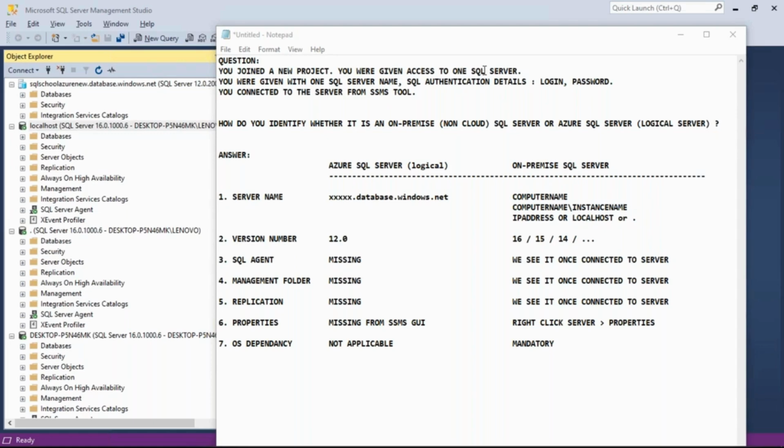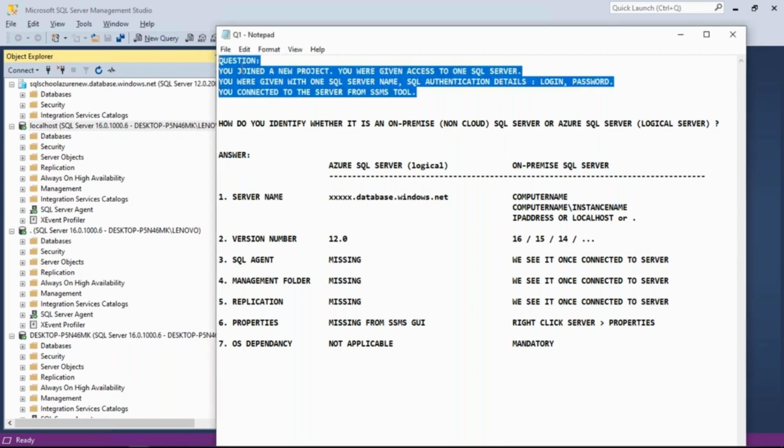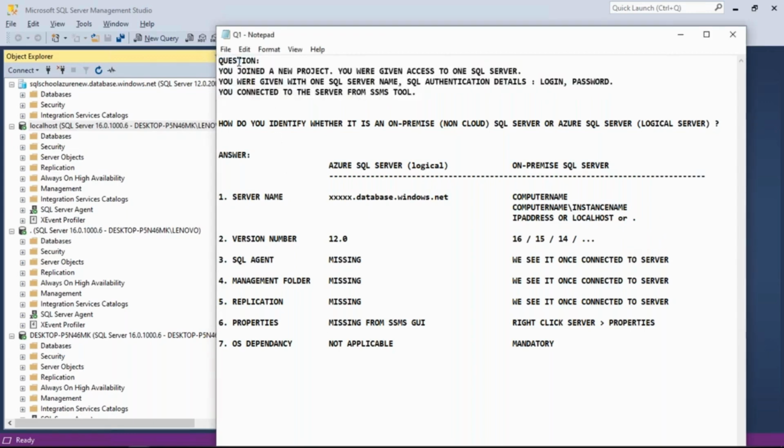Sir, next, I have one question. In a real-time project, will we always use a logical server, or does it depend on the project? It depends. There are other flavors as well that we are going to learn in our classes.